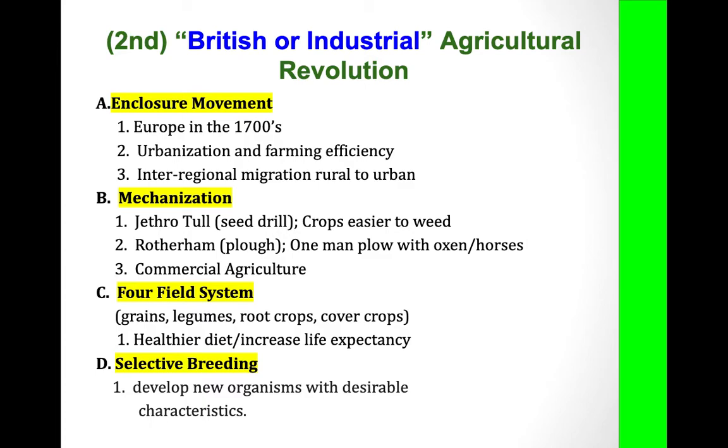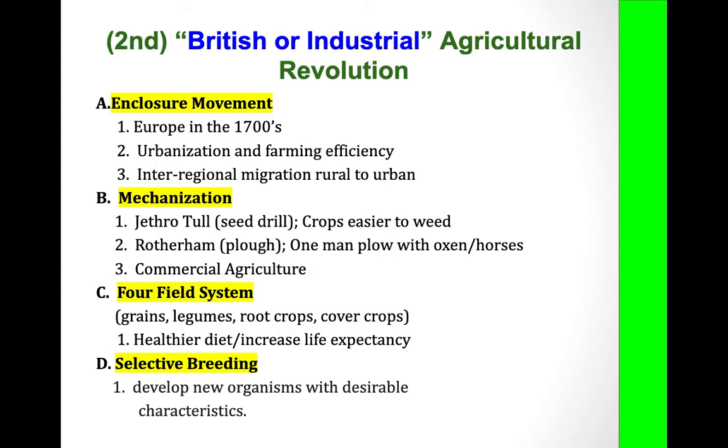With mechanization, you see now the use of technology. Sorry, back up. You'll see seed drills and then plows and then tractors. This will be the beginning of commercial agriculture, where now you're selling agricultural products for a crop. You're not eating it as a family or on the farm. This will also advance double cropping.